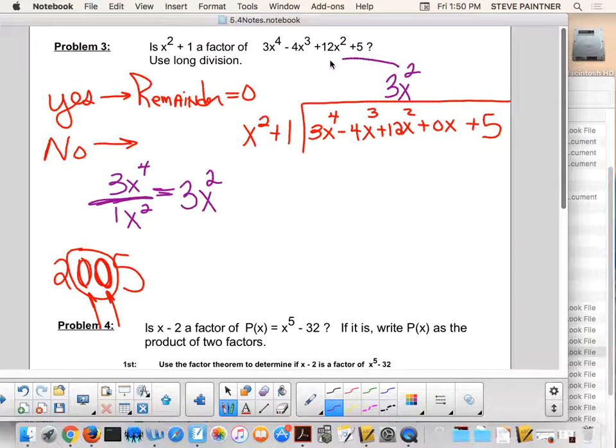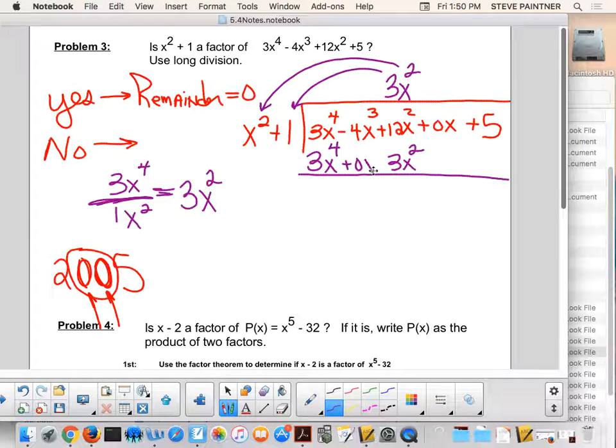3x squared times this and this gives us 3x to the 4th, then 3x squared. You better line it up under the x squared term, because if you put it under the x cubed term, you're going to mess it all up. I know, this one's tougher. It's got a wrinkle to it. If you like to see place value, put plus 0x cubed here. If you don't care, don't put it, but you have to know it's 0.